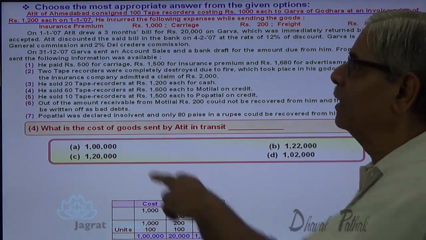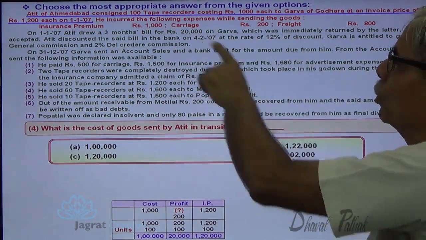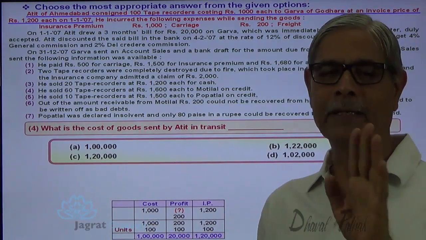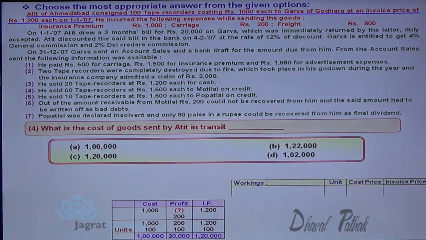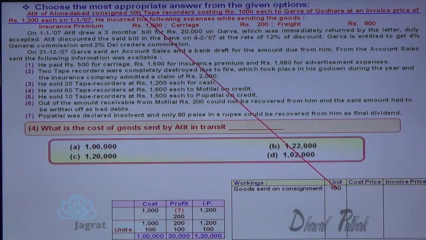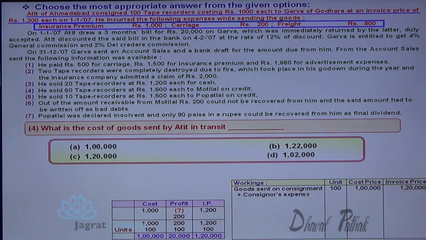Cost of goods is 1 lakh. Expenses incurred for sending the goods are these. So these are the expenses required to be added to find out the cost of goods in transit. I am preparing one working note for your better understanding. Number of units sent 1,000. Cost price 1 lakh. This is the invoice price. Now expenses incurred for sending the goods: 1,000 plus 200 plus 800. So total expenses incurred are 2,000. So cost of goods in transit is 1,02,000. So option D is the correct answer. Cost of goods in transit is 1,02,000.